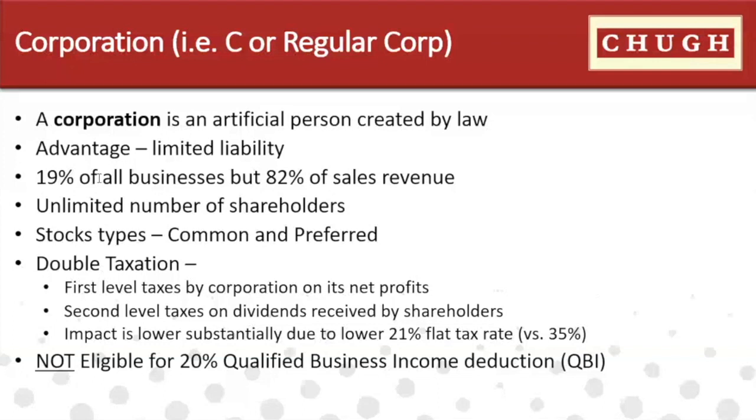The good thing about this is the US tax reform in 2017, which lowered the corporate tax rate from 35% to 21%. So the impact of this double taxation has gone down substantially. The 20% qualified business income deduction, which I talked about, is available for partnerships and sole proprietors, but not eligible for a corporation, the reason being their tax has already been reduced from 35% to 21%. So that is the reason.